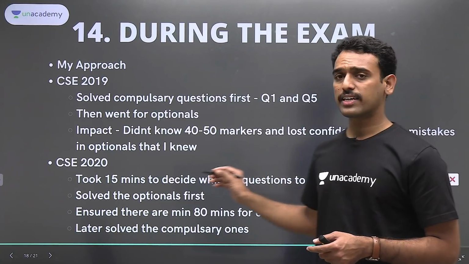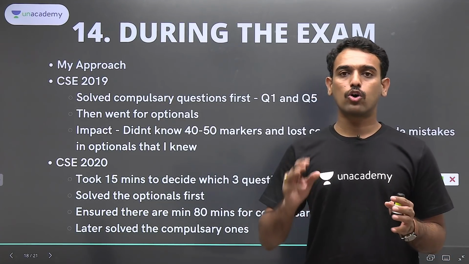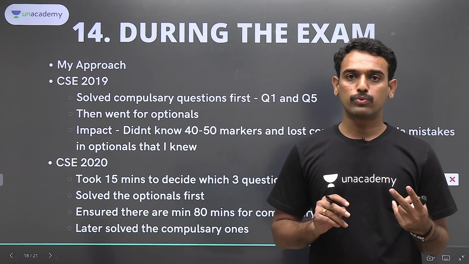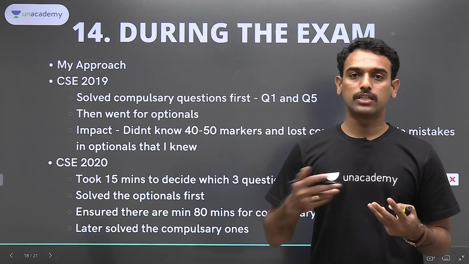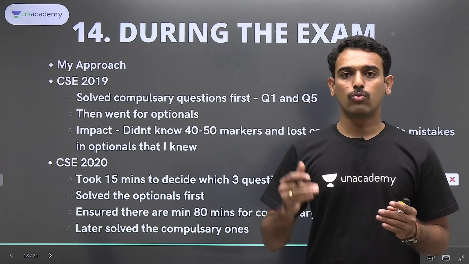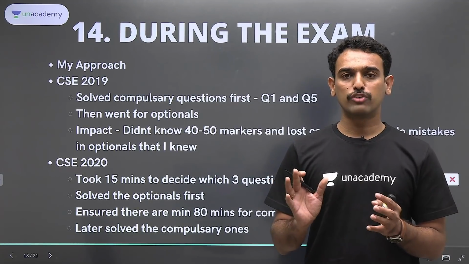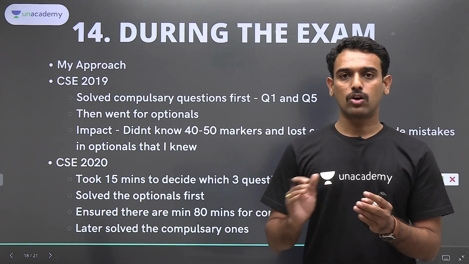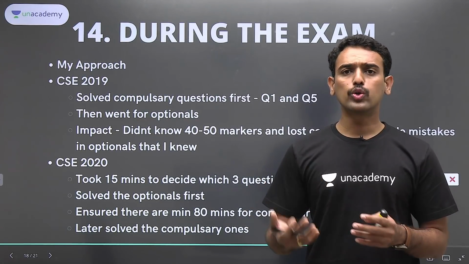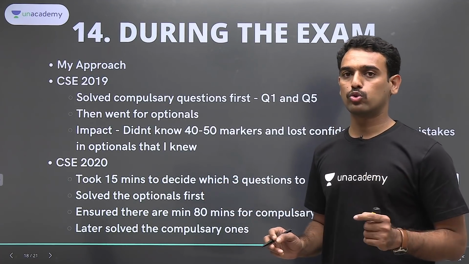During the second attempt, I had a reframed strategy. I took 15 minutes just to work on the 3 optional questions which I would be solving. Remember, there are 2 questions in one section and 1 question in another section which you have to solve. I take around 15 to 20 minutes just to decide which questions I'll be solving. And remember, these are 150 markers. If you know problems on an average 120, 130 marks out of 150, you will have a very good chance of getting a high score. So I took 15 minutes just to decide on those 3 particular questions.